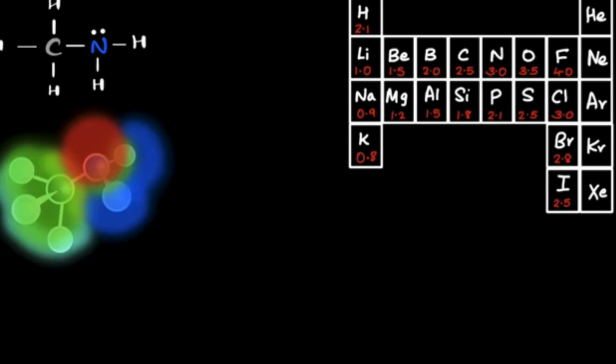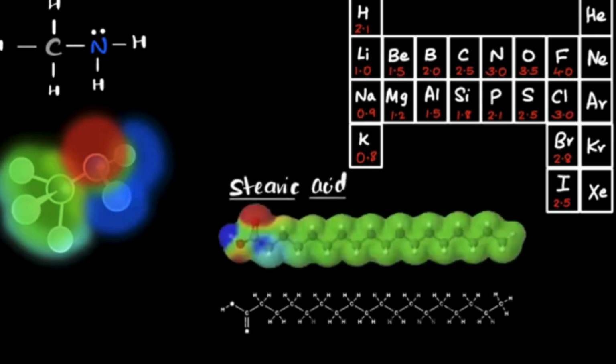But what if you had a really big molecule, like say stearic acid? We're not gonna try and analyze it, okay? But just let's look at the ESP map. Now, it no longer makes sense to talk about the polarity of the whole molecule. Instead, we say that this region of the molecule is non-polar and this region of the molecule is polar. And we are now ready to answer our original question of why oil doesn't mix with water.